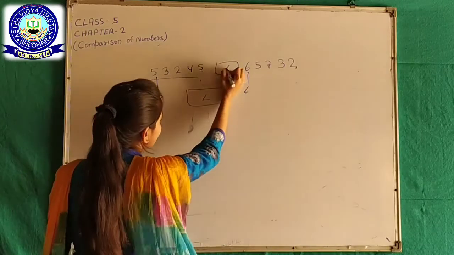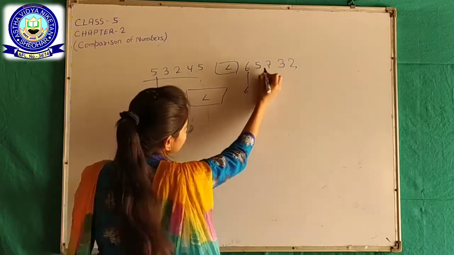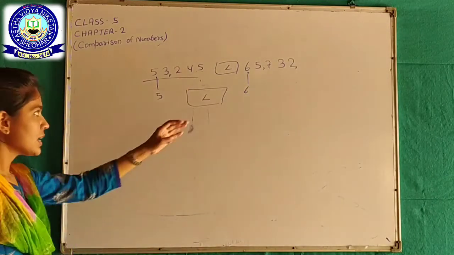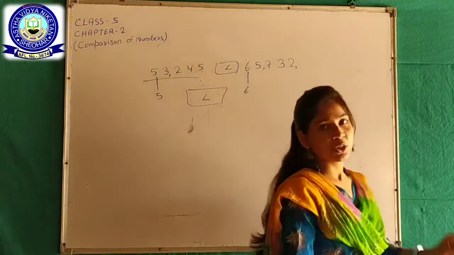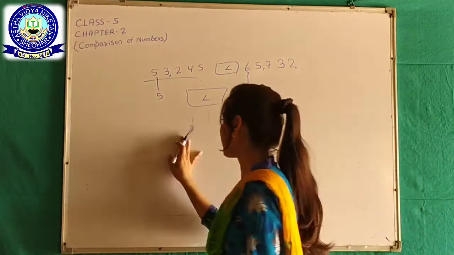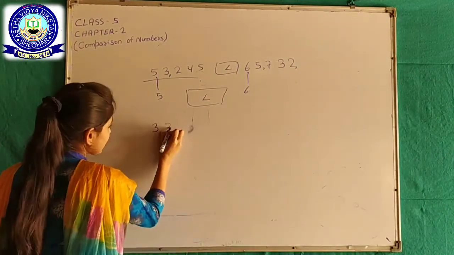So this number is 65,732 and this number is 53,245. 65,732 is greater than 53,245. That is the next digit.